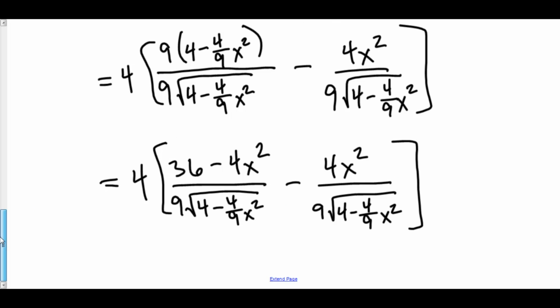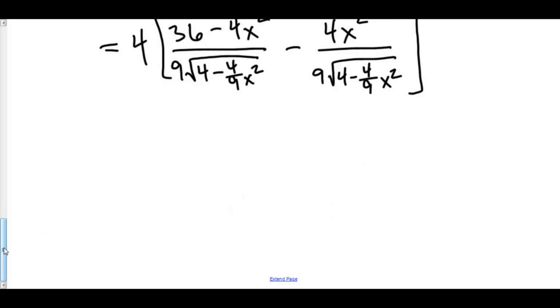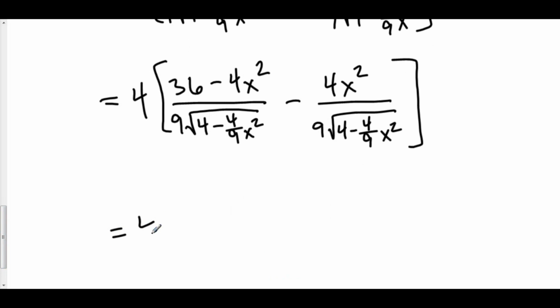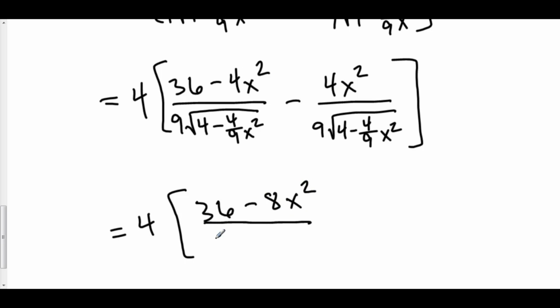We can subtract at this point. This is 4 times, we got 36, negative 4x squared minus 4x squared is negative 8x squared, all over 9 times the square root of 4 minus 4 over 9 x squared. Woo! That's our derivative right there.